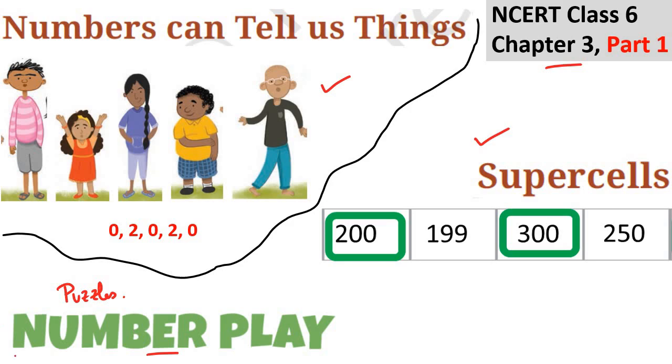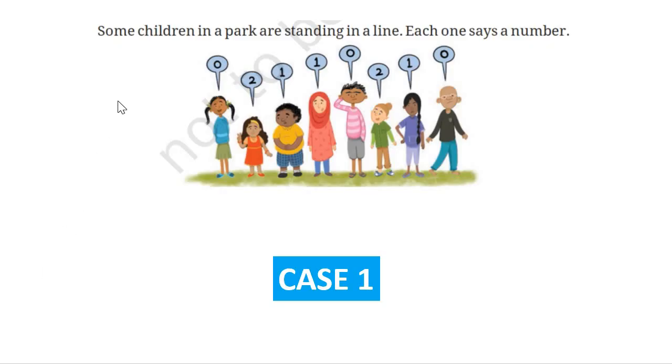So let us start. Now here, this is case 1, or the first puzzle basically. Now here you can see some children in a park who are standing in a line. Okay, now above each student there is a number you can see. Now the question is, what is this number?